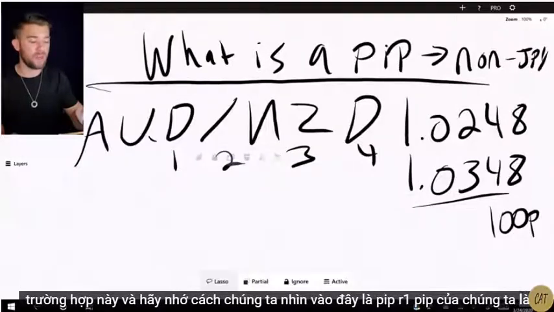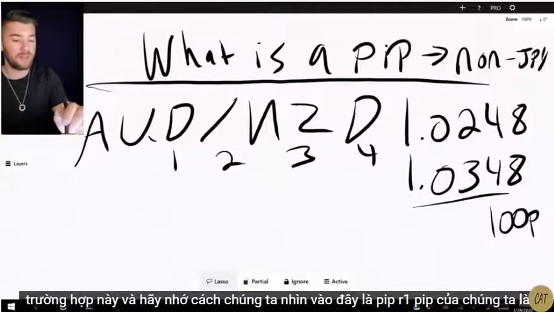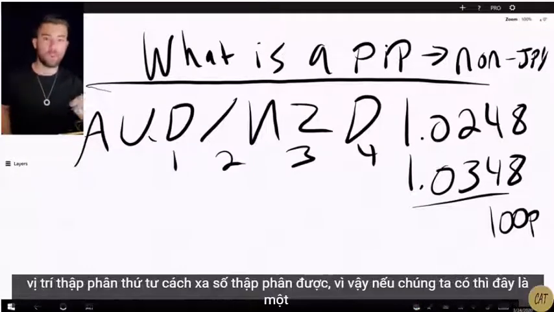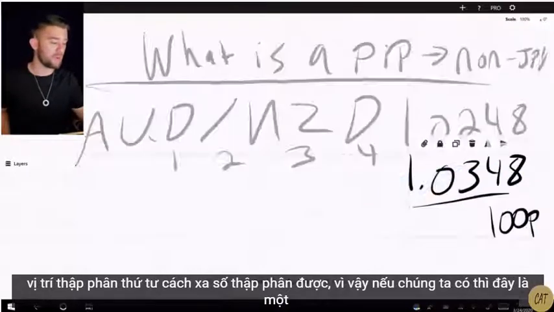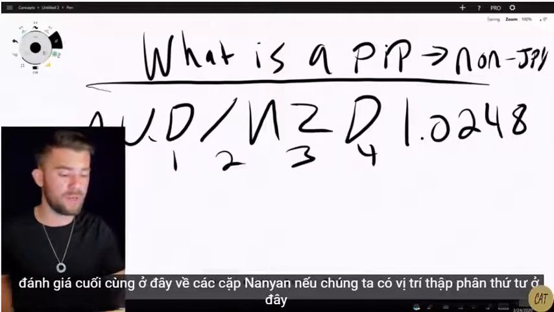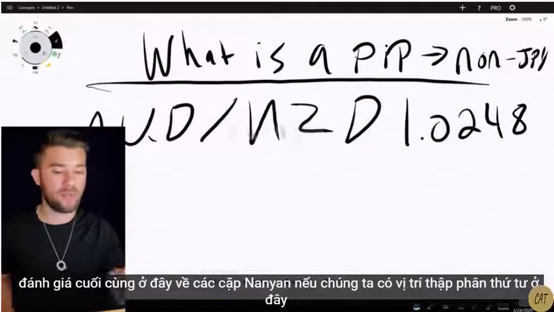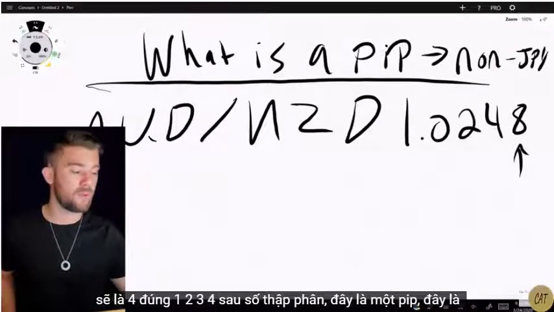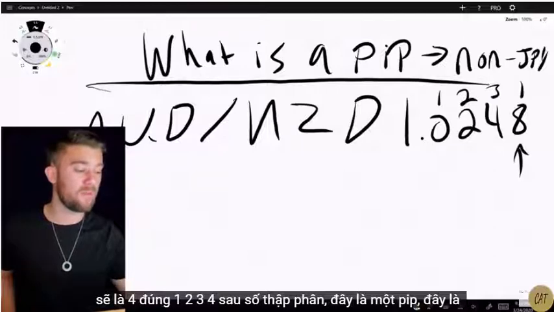And remember, the way we're looking at this is our 1 pip is the fourth decimal place away from the decimal. Okay? So just as a final review here on non-yen pairs, if we have the fourth decimal place here, this would be 4, right? 1, 2, 3, 4 after the decimal.